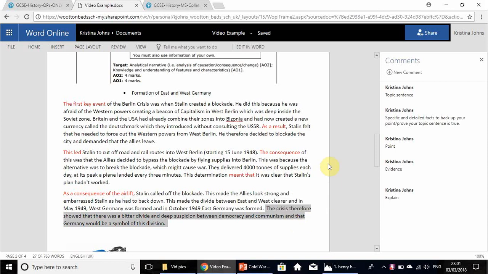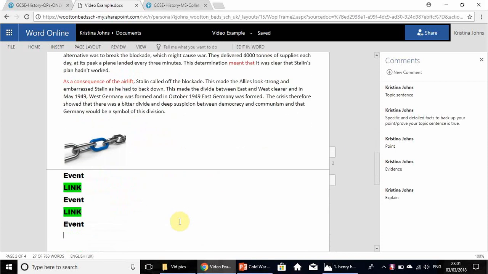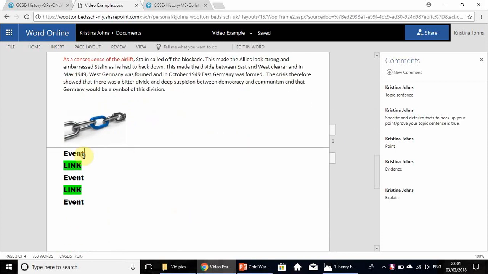In theory, I don't really need it because I've actually given my whole account there, but I think that just shows the examiner that you fully understand what you're doing. Okay, so again, this is an 8-mark question. Remember, you've got a key event, a link, a key event, a link, and then another key event. And you need to think of this one as a chain. You're showing how all the bits of the story join up together to make the story.